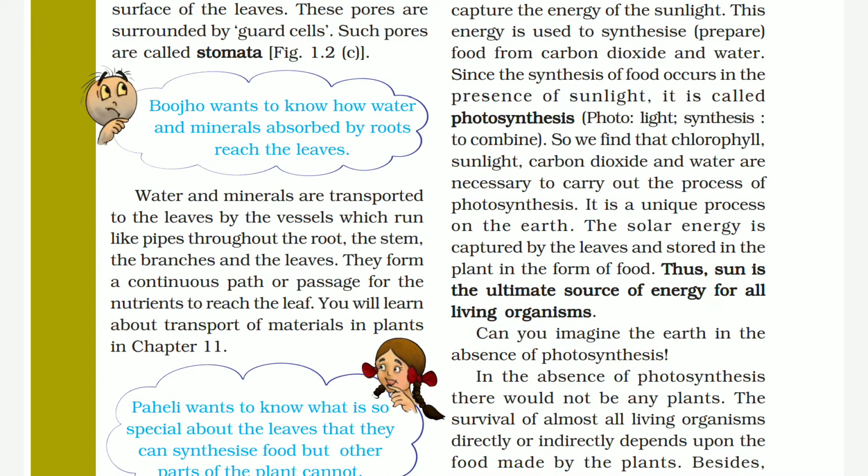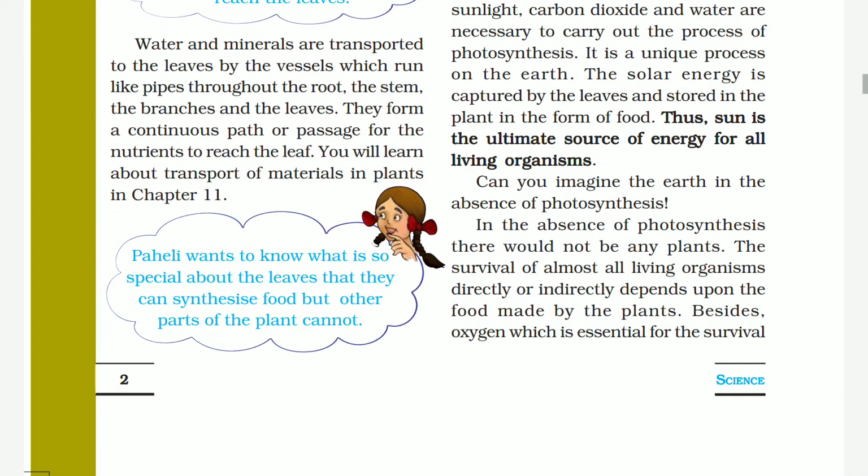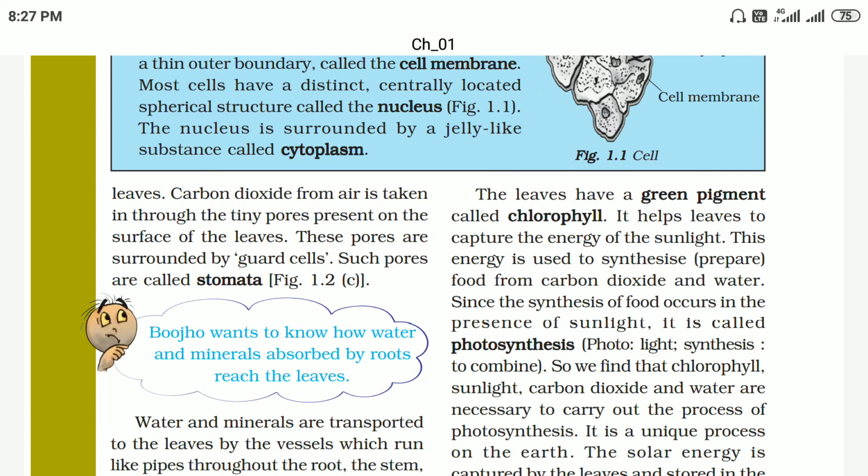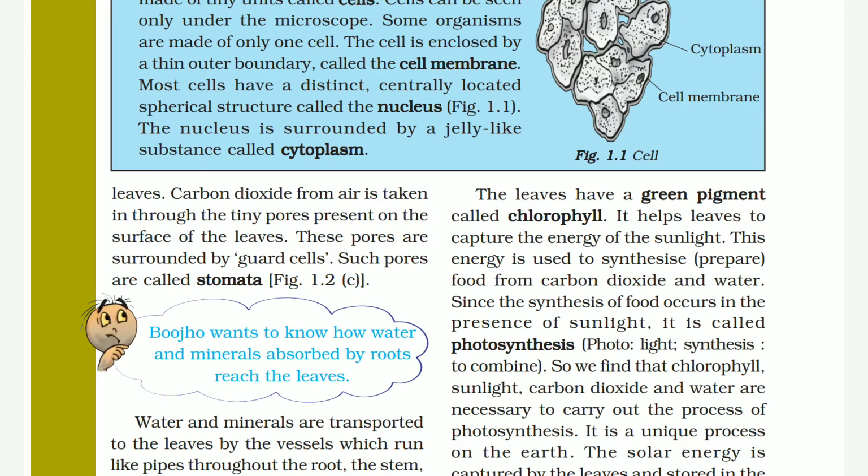Water and minerals are transported to the leaves by vessels that run like pipes, right? Those pipes take the water and minerals from the roots towards the leaves, because the leaf is where all this material is going to be used to make food. The leaves have green pigments called chlorophyll. It helps the leaf to capture the energy of the sunlight, and this energy is used to synthesize food from carbon dioxide and water.